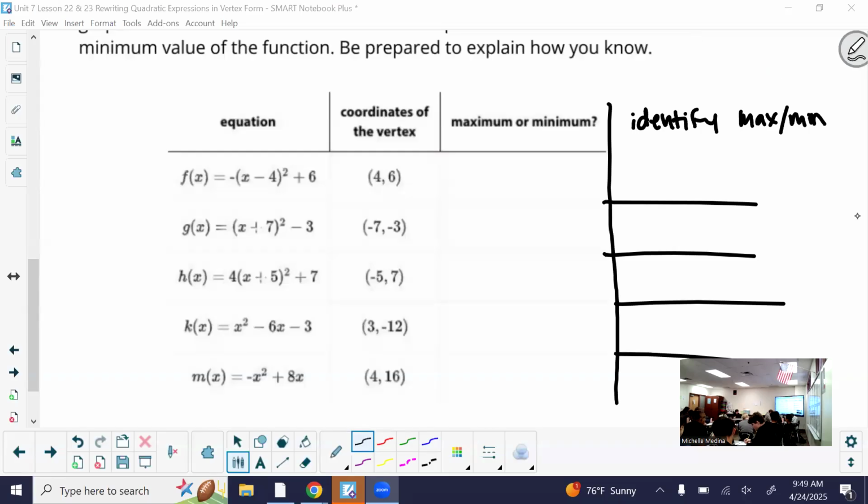Okay, Jalea, is the f of x having a maximum or a minimum? All right. So the way to do this without graphing is knowing whether it opens upward or downward. So class, would this one open upward or downward?